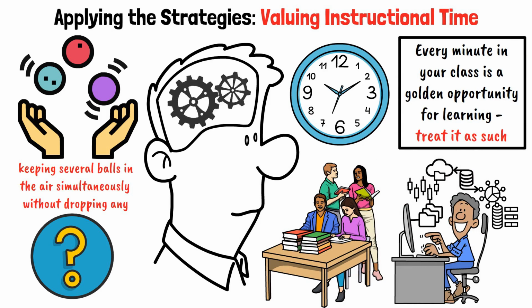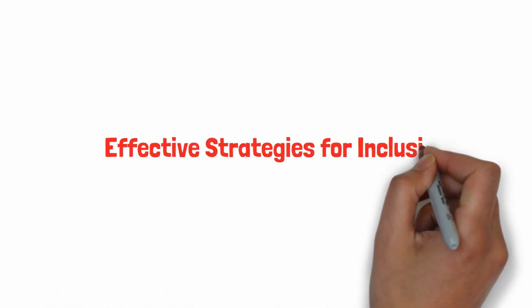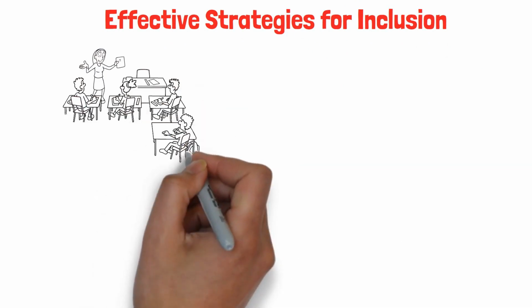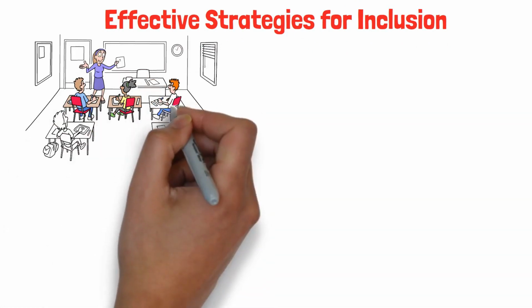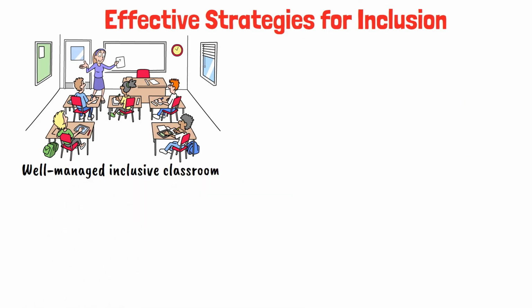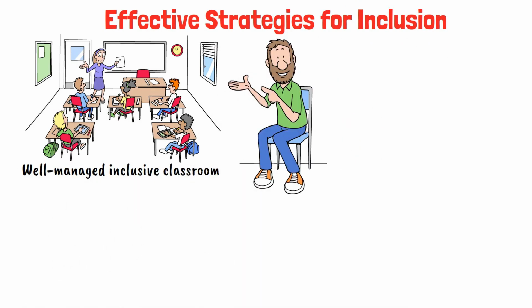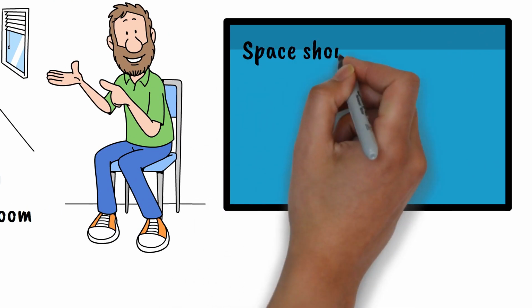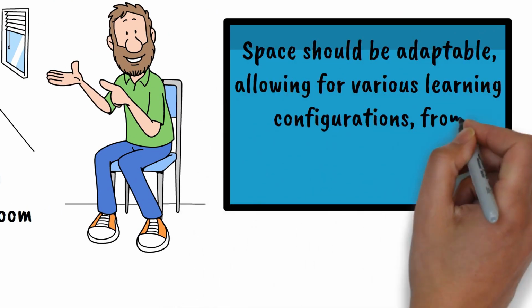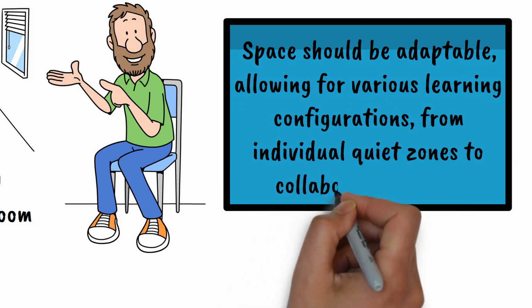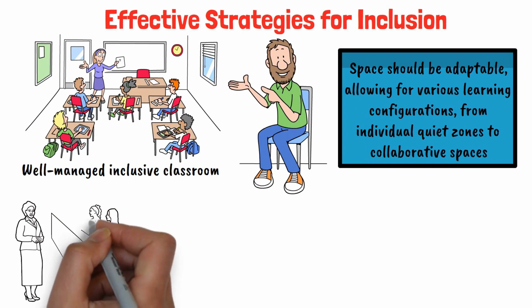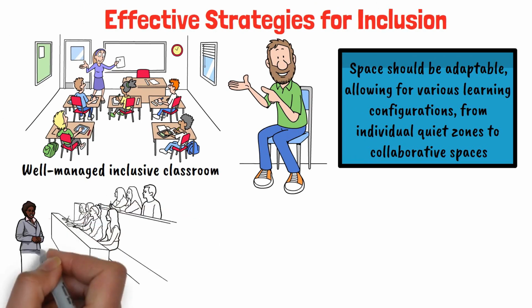Treat it as such. Effective strategies for inclusion. Imagine stepping into a classroom buzzing with energy, where every student is engaged. This is the product of a well-managed, inclusive classroom. To create such an environment, consider the physical layout. Space should be adaptable, allowing for various learning configurations, from individual quiet zones to collaborative spaces. Just as a chameleon adapts to its environment, teachers must modify the classroom to suit diverse needs.